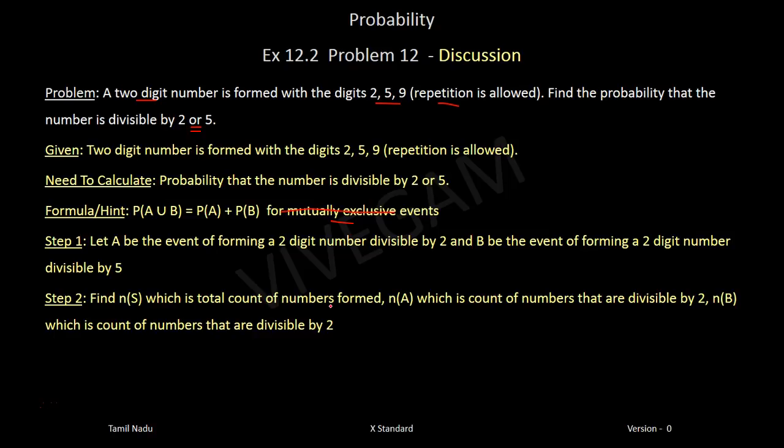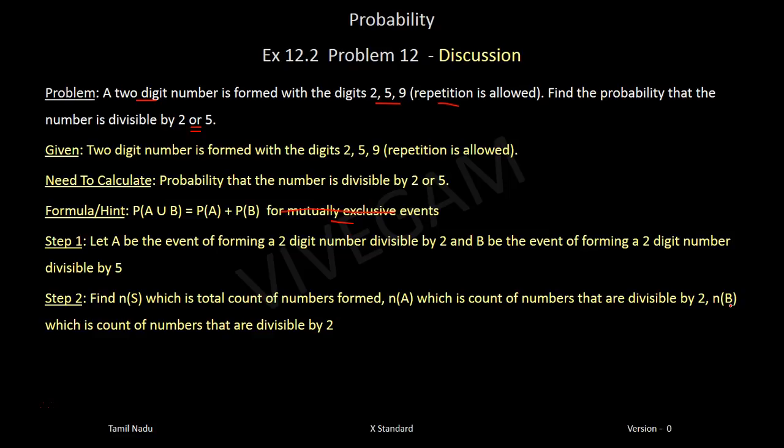Find n of S, which is the total count of numbers formed. So A is the event of forming a two-digit number divisible by 2, and B is the event of forming a two-digit number divisible by 5. Now the first thing, we have to form all the numbers and find the total count. Then we select the numbers which are divisible by 2 and find n of A, and the numbers divisible by 5 and find n of B. Am I right?